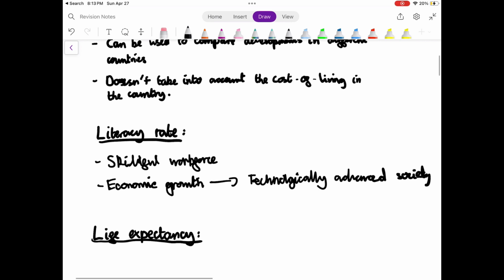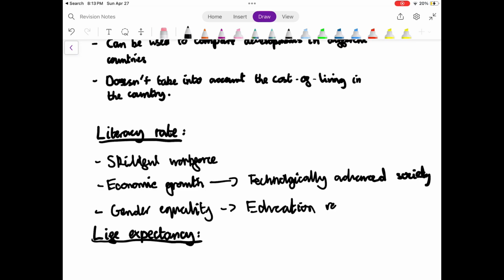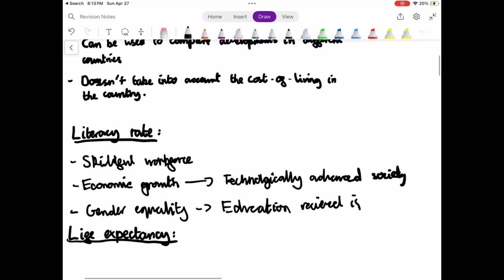And also it will show that there is more gender equality, because the education received is equal.